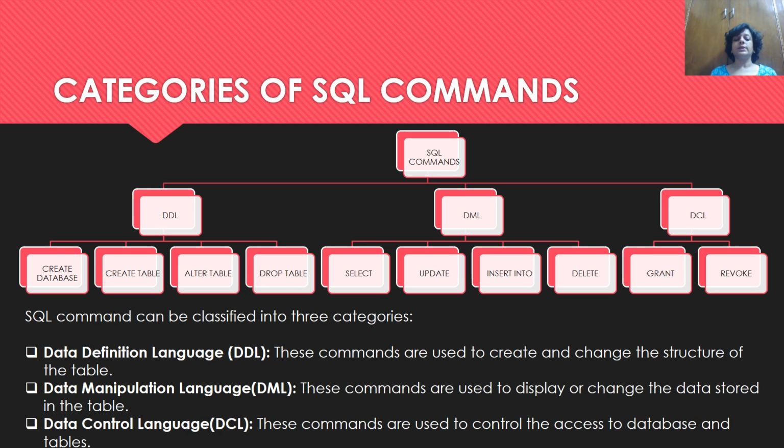DML stands for Data Manipulation Language. These commands are used to display or change the data stored in the table. Examples of such commands which fall in this category are select, update, insert into, delete, etc. DCL stands for Data Control Language. These commands are used to control the access to database and tables. The commands which fall in this category are grant and revoke.